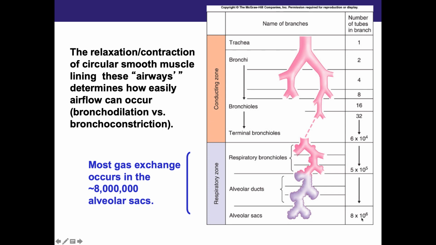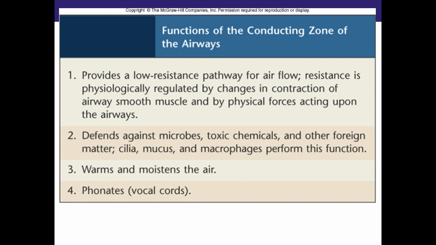All right, so keeping with the upper respiratory tract and the conducting zone, what are some of the functions of the conducting zone? It provides a low resistance pathway for airflow. So resistance is physiologically regulated by changes in contraction of airway smooth muscle and by physical forces acting upon the airways. It also defends against microbes, toxic chemicals, and other foreign matter.